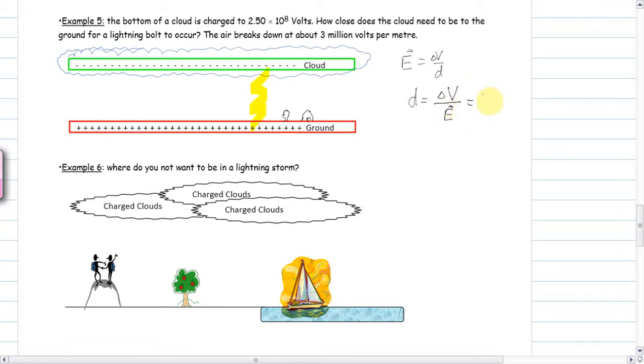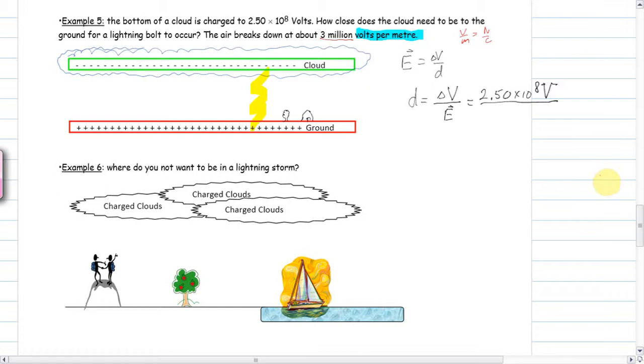And the voltage difference, we're told, is 2.50 times 10 to the 8th volts. The D, the separation distance, is what we're trying to figure out. The electric field E is 3 million volts per meter. Folks, this is volts per meter. When you see that, try to write it down right away because it might clue you in. Volts per meter is newtons per coulomb. That 3 million volts per meter is actually the E field.